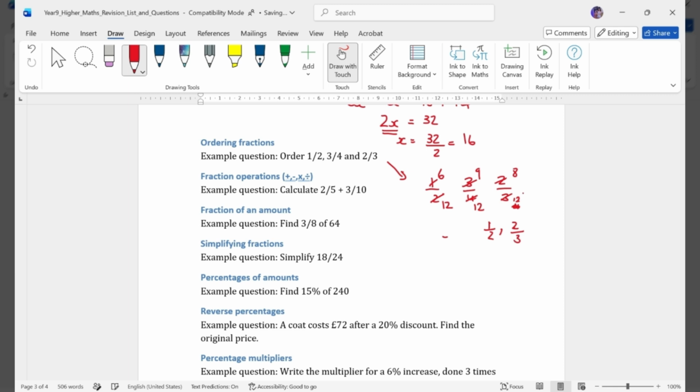2/3, which has become 8 over 12. And then the biggest, 3/4, which has become 9 over 12. So I've put them in ascending order, right? Smallest to biggest. Adding fractions, again, we've got to make these the same, right?